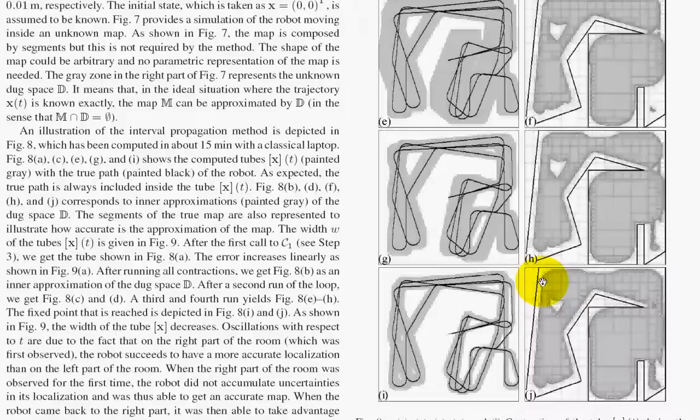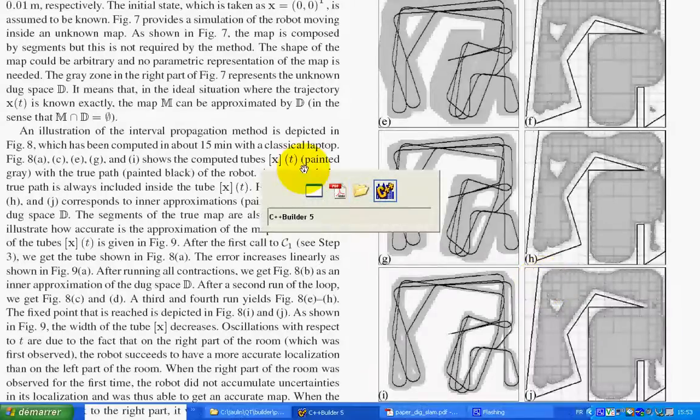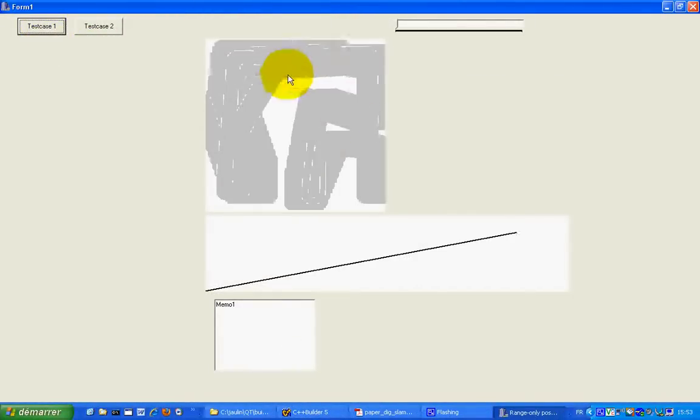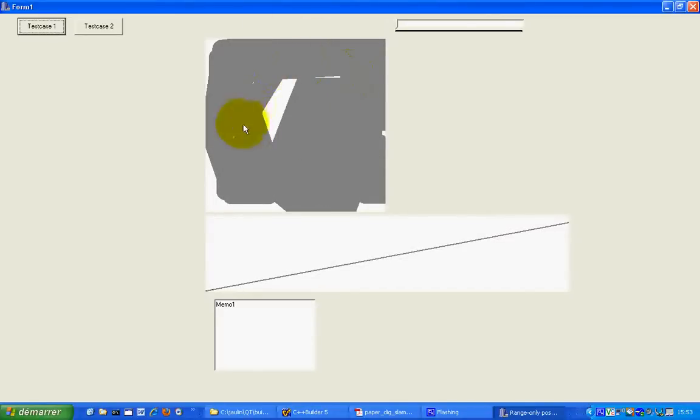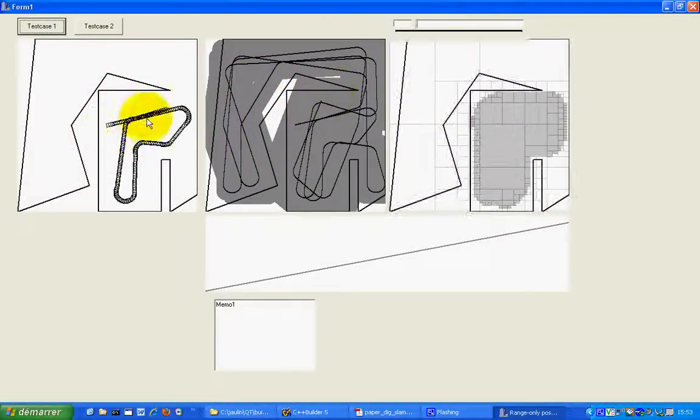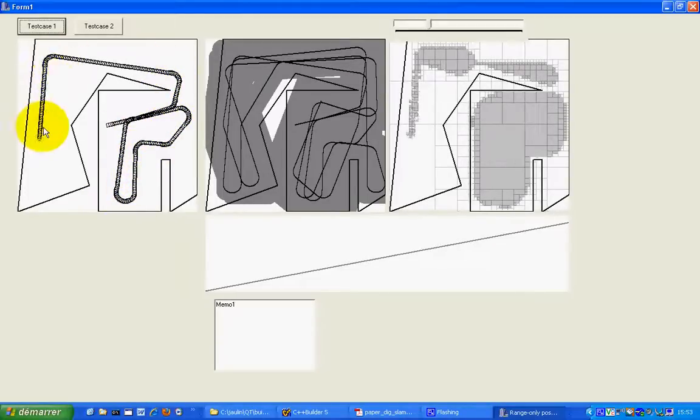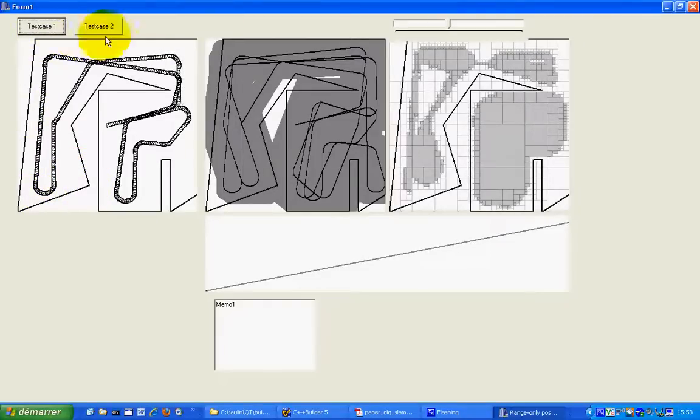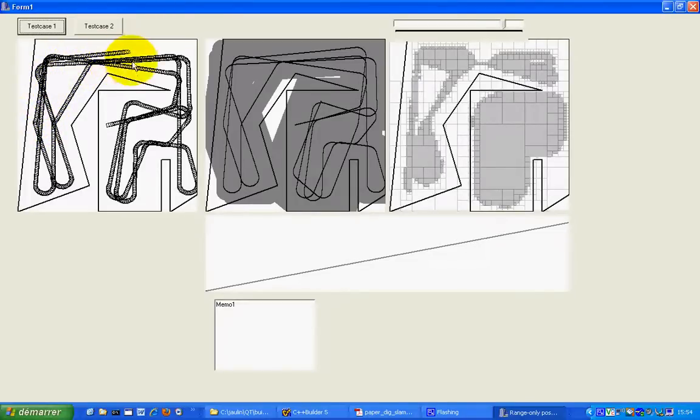So let me show you. Here is the envelope containing the trajectory. It is the actual trajectory of the robot, which of course is not known, and the segments here correspond to the unknown map. At the beginning, as we can see here, the robot is able to find an inner approximation to dig the space, but at the end, of course, it does not know very well where it is. That's why it is not able to dig the space anymore.